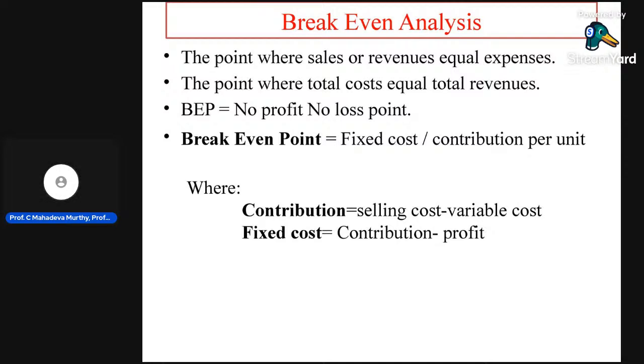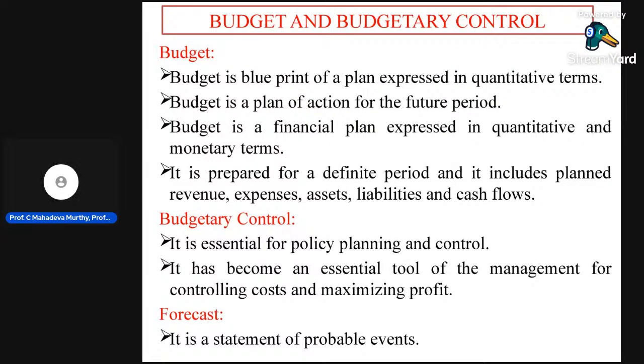Break-even point is equal to fixed cost divided by contribution per unit. BEP is equal to fixed cost divided by contribution per unit. Contribution is selling price minus variable cost. Fixed cost is equal to contribution minus profit. This is the most important formula to solve problems on break-even point or analysis.